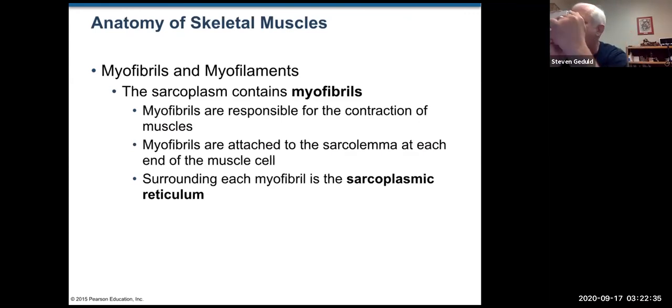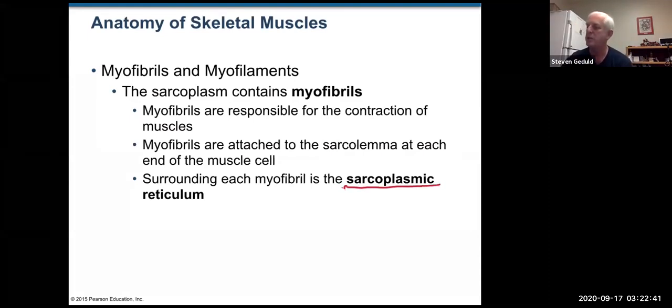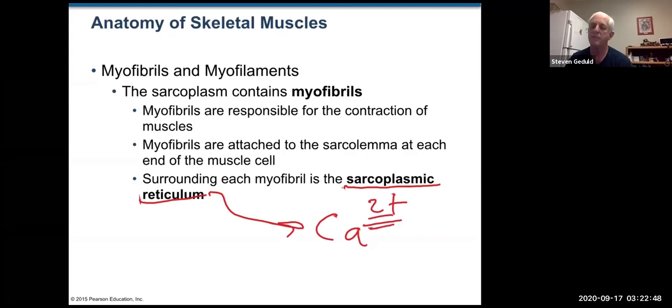So surrounding each myofibril is a sarcoplasmic reticulum. Remember we talked about an endoplasmic reticulum. This is a sarcoplasmic reticulum. The sarcoplasmic reticulum's job is to release calcium into the cleft. That's what causes muscles to contract. The presence of calcium. Muscles will not contract without the presence of calcium. It takes two things. It takes calcium and it takes ATP. That's a P.